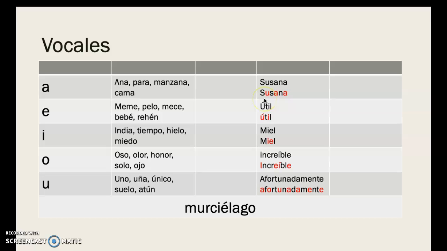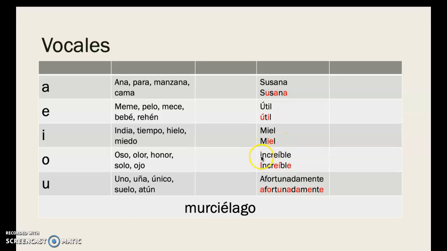So here I told you that, just imagine you only have the vowels and just pronounce those. And here we have U, A. So then if you add the sound of the consonants, you will have Susana. And this one, U, I. And then you add the consonants, útil. And then you have this one, I, E. You add the consonants, M, L, and then you have miel.